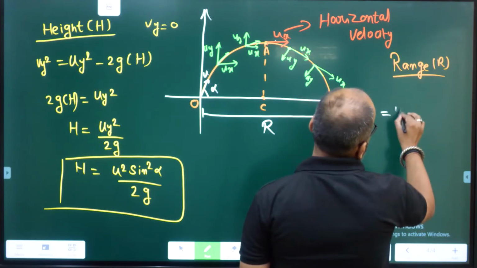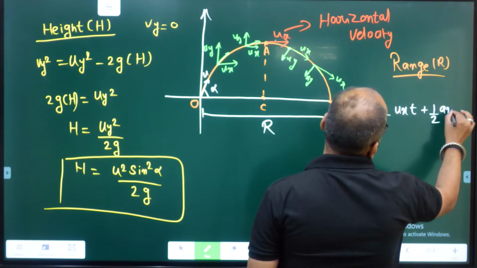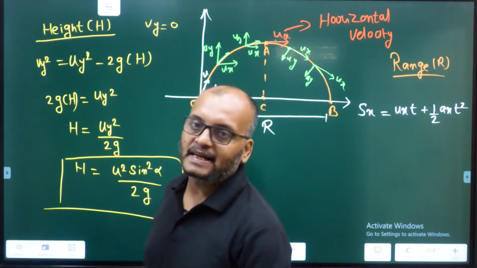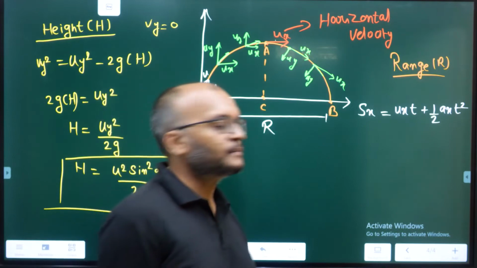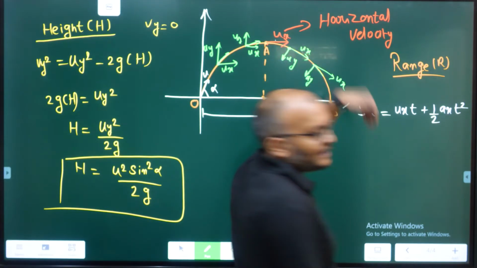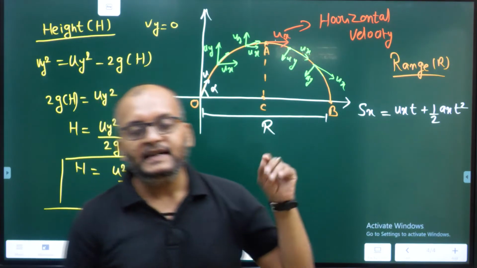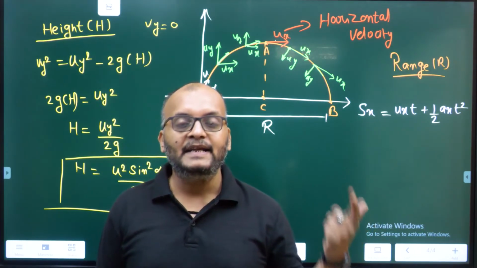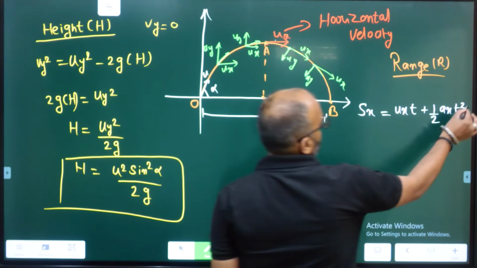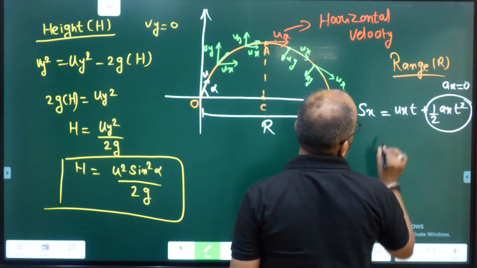So Sx is equal to uxt plus half axt square. What is the acceleration along the x-axis, or what is the horizontal acceleration? Zero. Vertical acceleration, gravity, is acting on the body. The body is given an initial velocity, but nowhere did we say that it has some acceleration along the horizontal. So horizontal acceleration is 0. So this term will become 0, as ax is equal to 0.